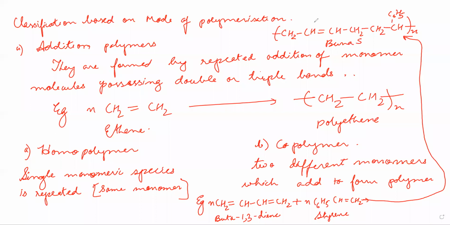Buna S. This compound is known as Buna S. So butadiene and styrene, they add together to give you a polymer which is known as Buna S. The example here is Buna S. What type of polymer it is? It is a synthetic polymer.